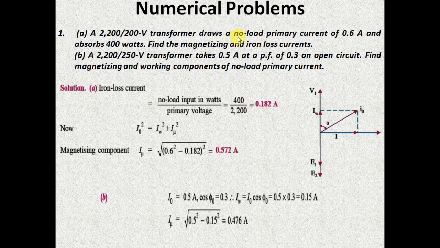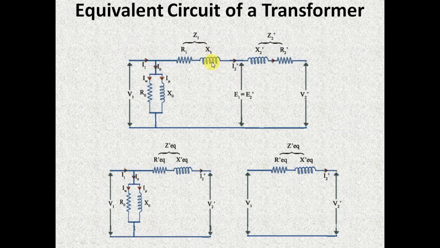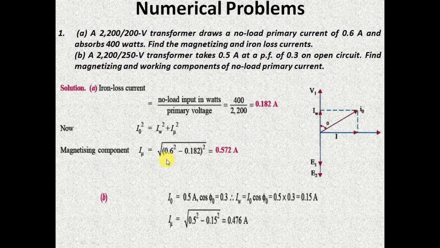See, the transformer absorbs 400 watts. This 400 watts is actually the iron loss. So 400 watts, 2200 volts. This is 400 watts and this is 2200 volt. This data are given. So from here you will be easily able to find the value of IW. You have to divide this 400 with 2200 volt.